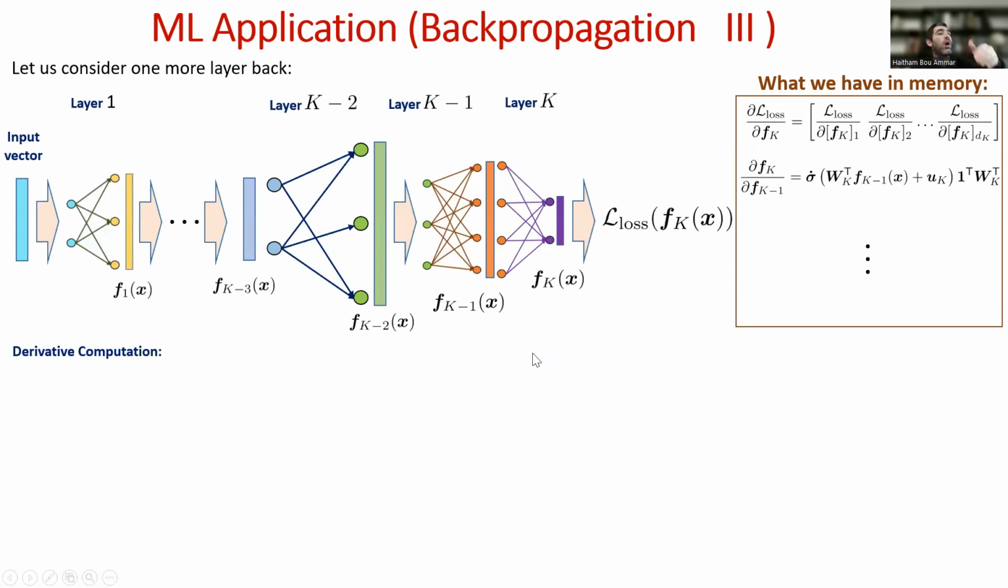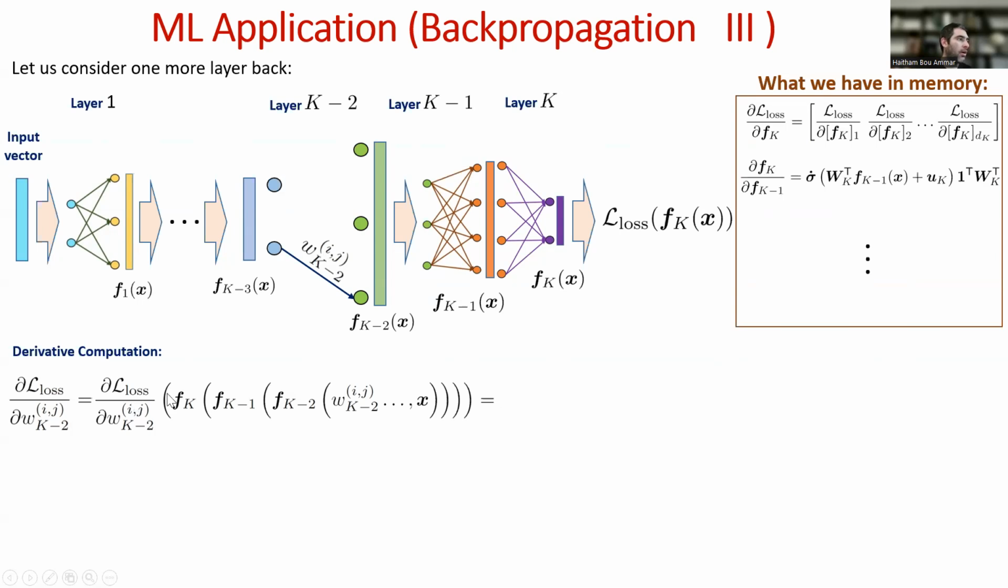Now let us look one more layer back. Now we're focusing on the k-2 layer. And let's assume that we want to compute the derivative with respect to the ij entry of the matrix associated with the k-2 layer.